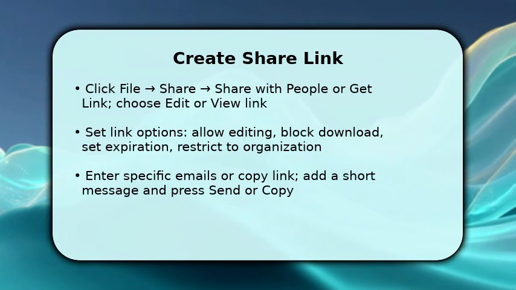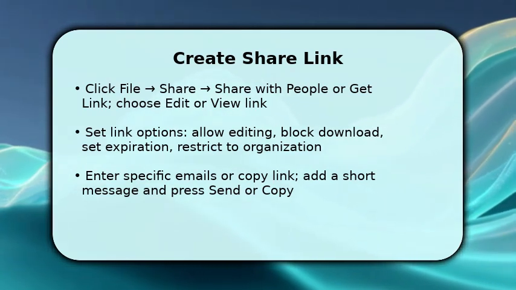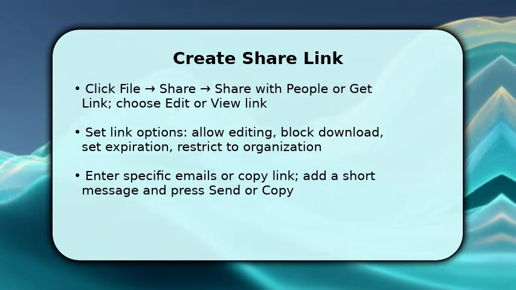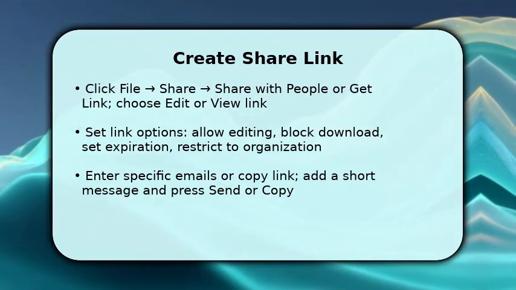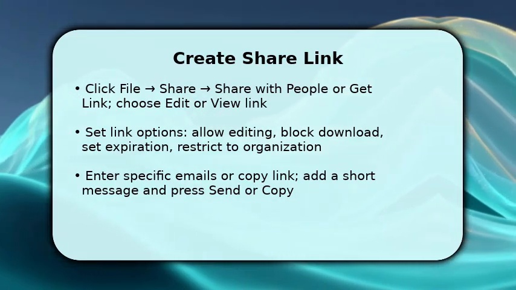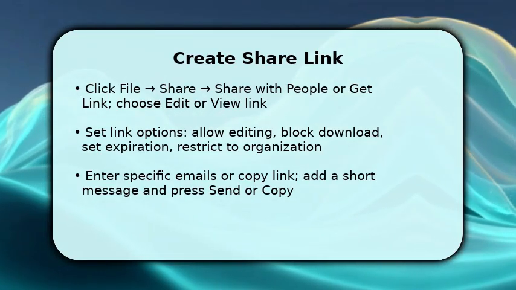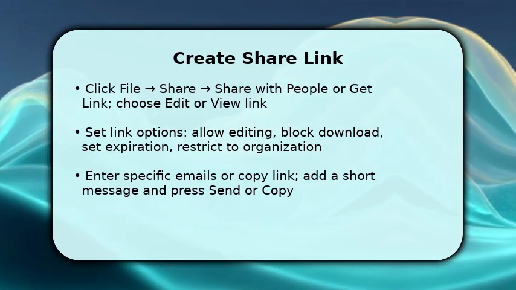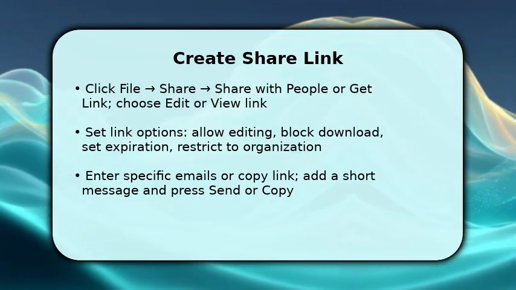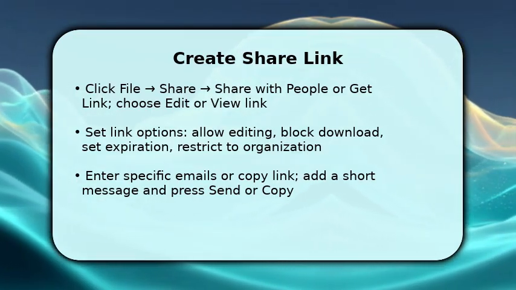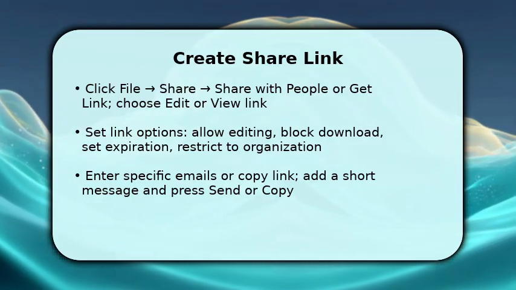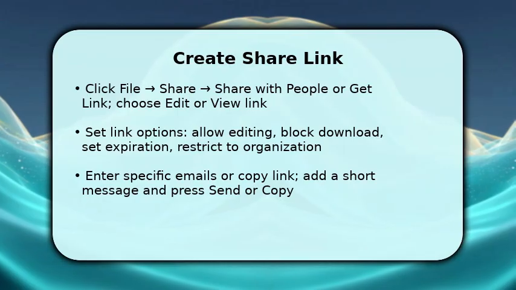Now create the share mechanism so recipients can access the workbook. Click File, then Share, select either Send to People or Get Link, and pick Edit or View depending on the permission you chose earlier. Make sure to adjust link options: allow editing, block download, set an expiration date, or restrict to your organization to control access. Once configured, enter recipients' emails or copy the generated link, add a short context message, and send. This ensures recipients get exactly the access you intended.